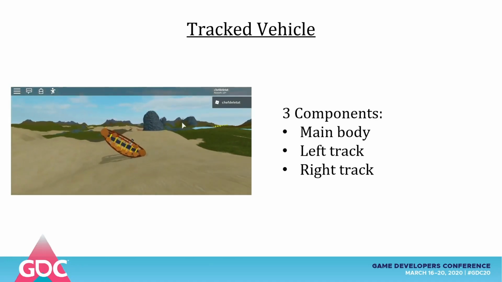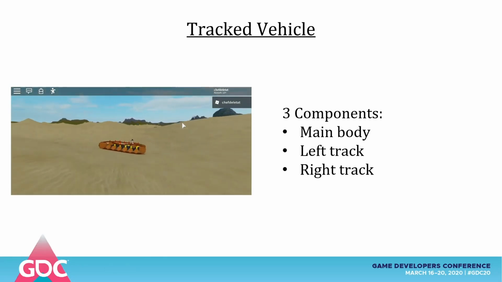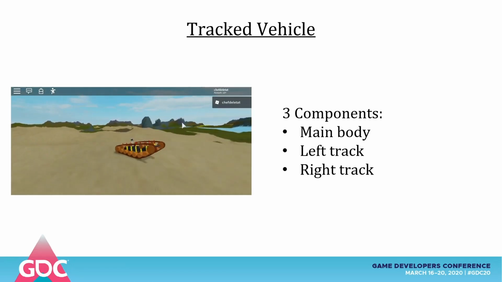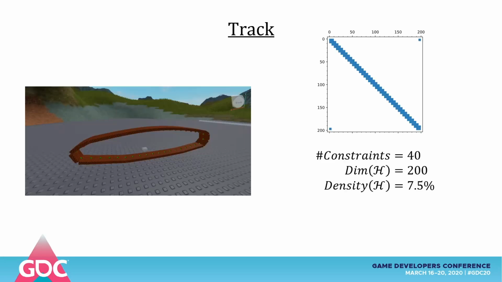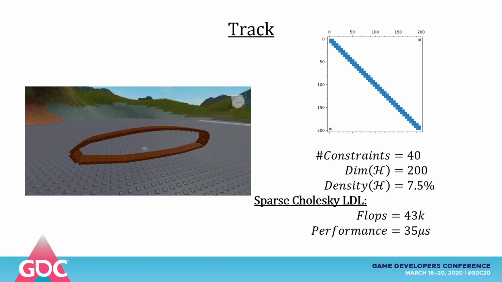The last topic we need to cover is about large dense sub-matrices where sparse methods can't help. Let's look at this example of a tracked vehicle. This model has 3 components. The main body, and the 2 tracks. The track consists of 40 plates connected with hinge constraints. The constraint matrix has dimension 200 with 7.5% density. Its non-zero elements are mostly very close to the diagonal. Such a system is easily decomposed using LDL. Sparse LDL processes this matrix in 43,000 operations. In fact, it has linear complexity in the number of constraints in the track.